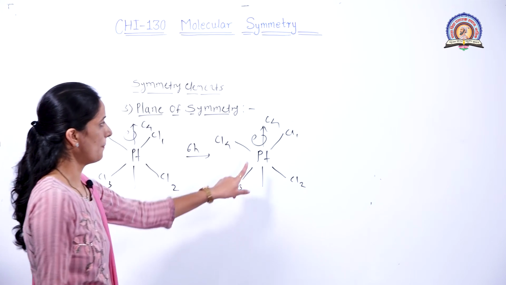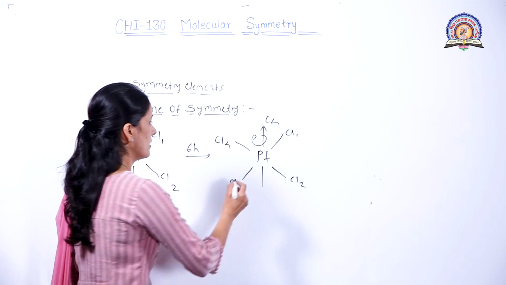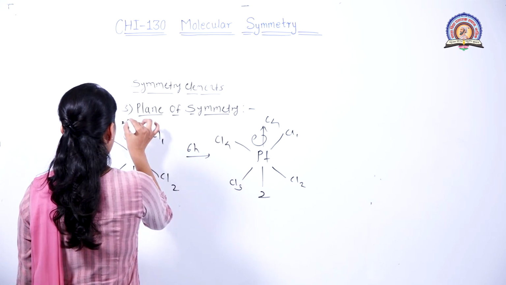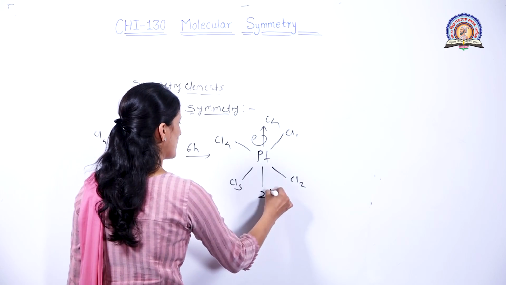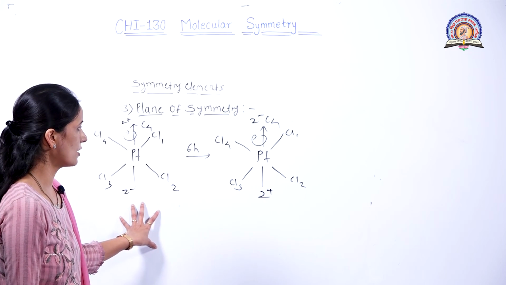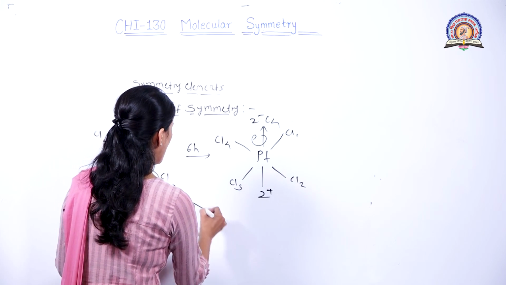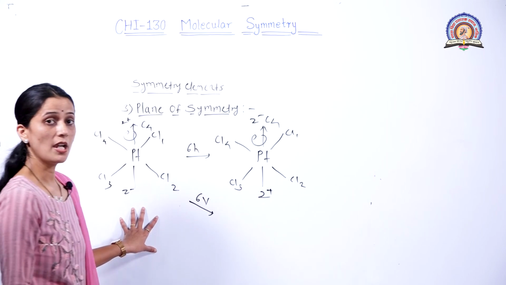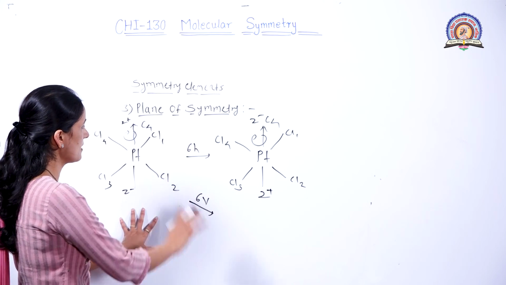Okay, but there is a slight change. Here is Z plus and Z minus. So here is Z plus and Z minus. So sigma H is present in this molecule. Let's think about sigma V. Okay, sigma V, how many sigma V are present in this molecule?